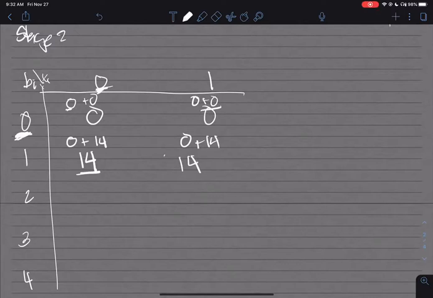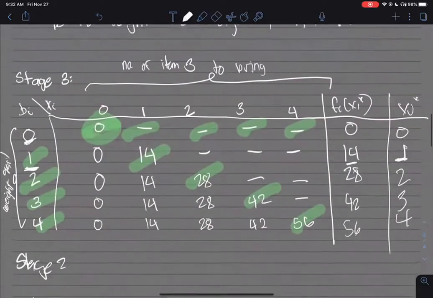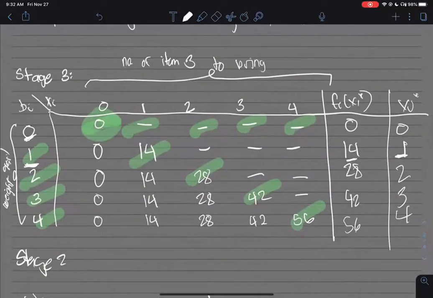Question so far? Sir, may question po ako. Go ahead. Yung sa stage 3 po, yung mga dash na values, ibig sabihin po ba ng 0 na rin? Yes. Thank you po. Yes, yes.